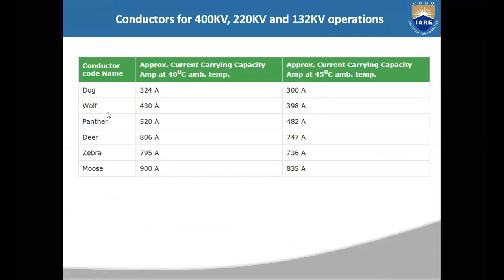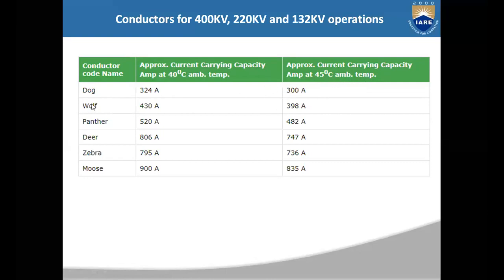So when you are changing the type of the conductor, the current rating of that conductor also will change. This is the table for conductor name and current rating at different temperatures. If you have the dog type conductor, it will have a current rating of 320 amperes at 40 degrees centigrade, and at 45 degrees centigrade it will have 300 amperes. This is the ambient temperature.